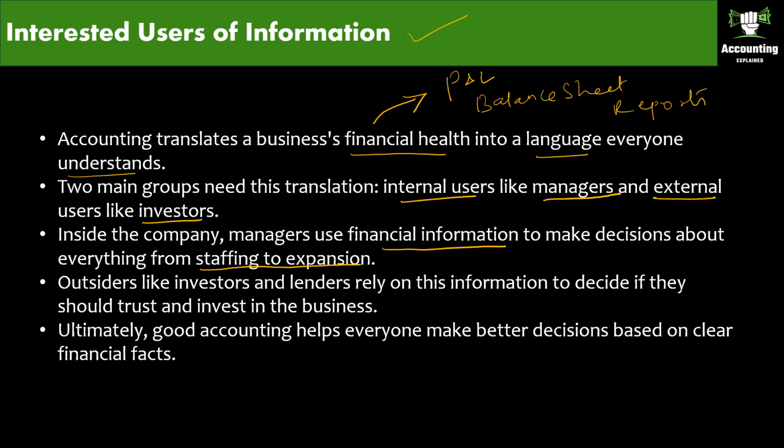Okay. Outsiders like investors and lenders also need this information to decide if they can trust the company, and with that trust they can decide whether they can invest in the business or not. Ultimately, good accounting helps everyone to make better decisions based on the financial facts.